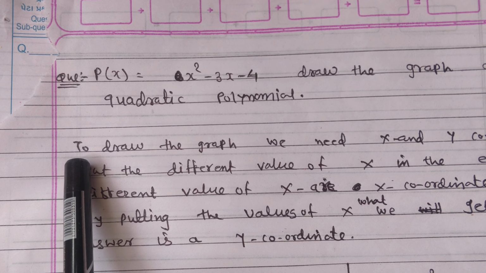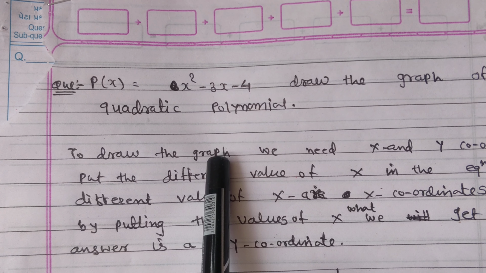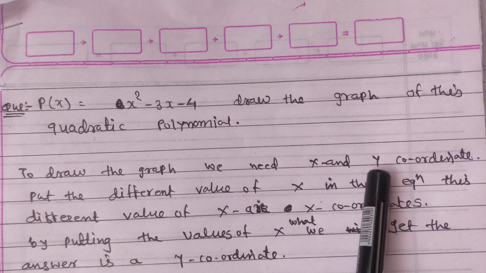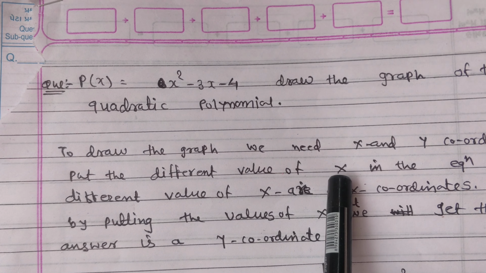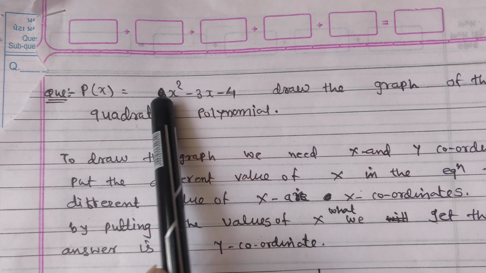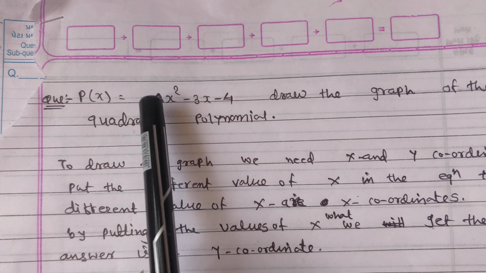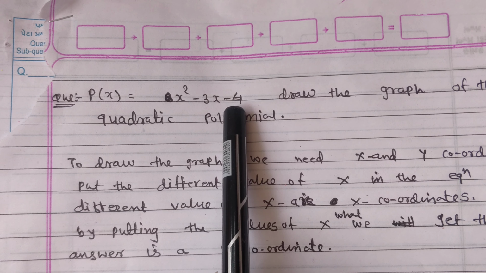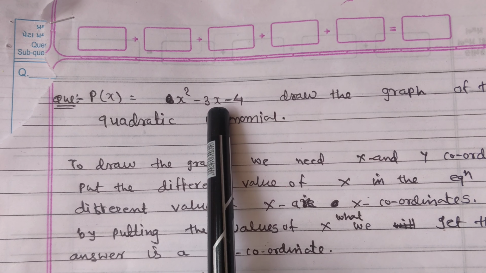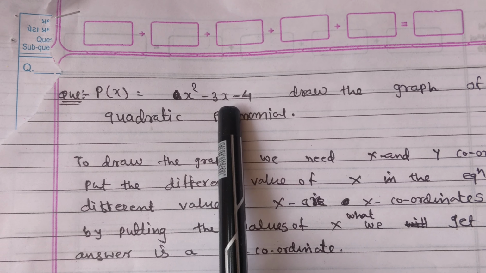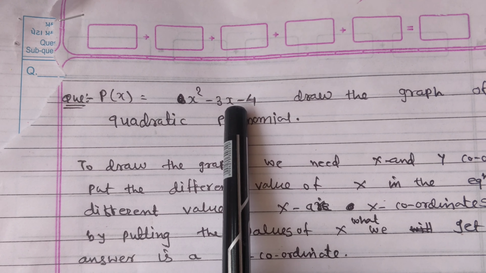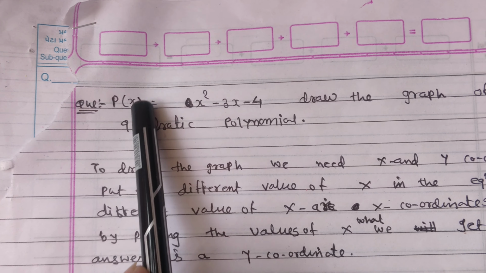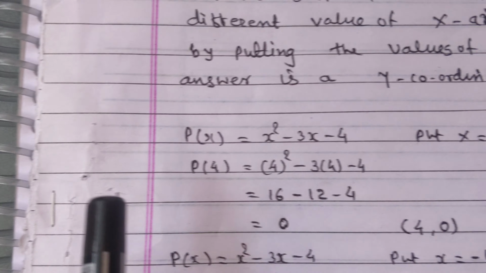You know that in standard 9, to draw the graph we need the values of x and y, the x and y coordinates. So put different values of x in this equation. The value of x is the x coordinate, and the answer we get by putting the value of x in this equation is the y coordinate. Okay, so now take some examples.